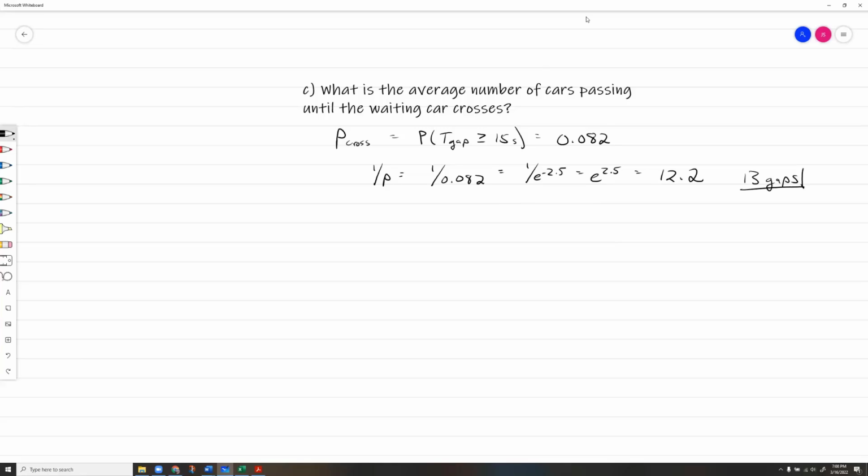So that is our brief introduction and an example of the exponential distribution.